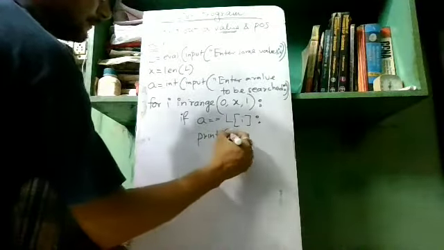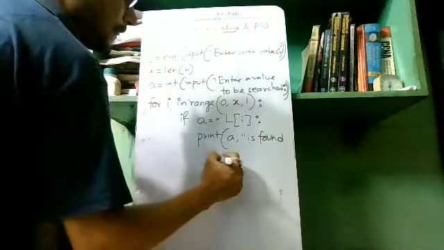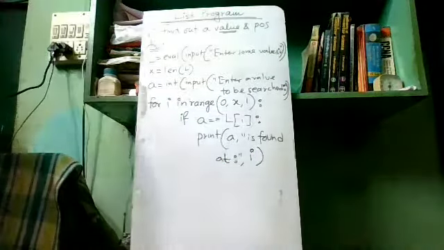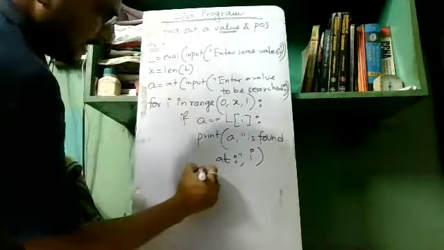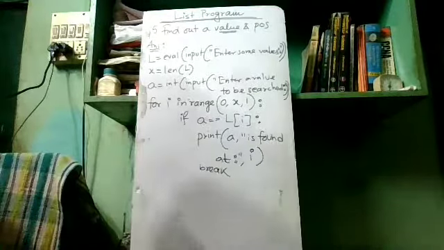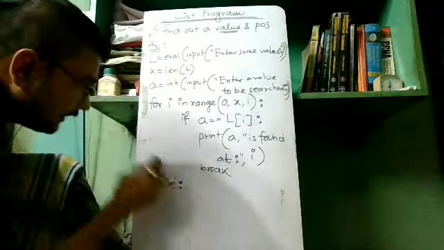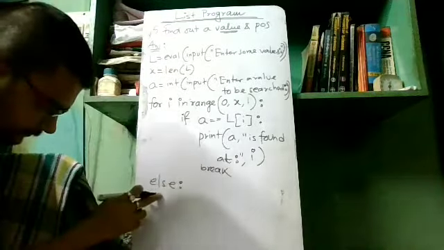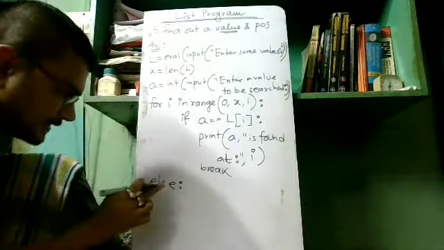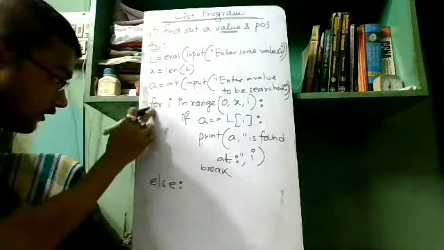then print, we will write A is found at I. This will be the output, and then we will use break statement. If it is not found, we will come to the else part of the for loop. Remember, this else is not for the if. This else is for the for loop.